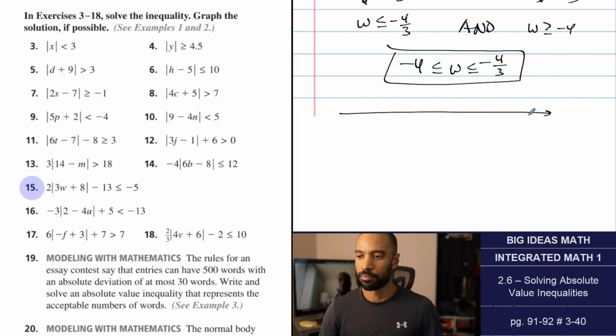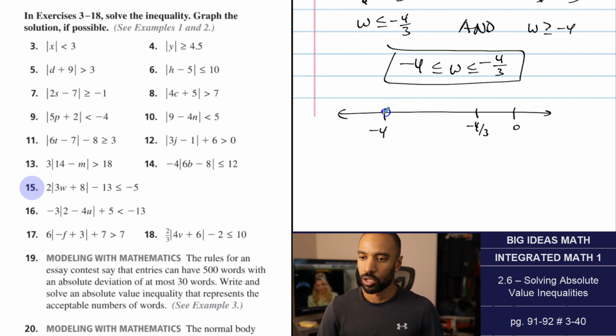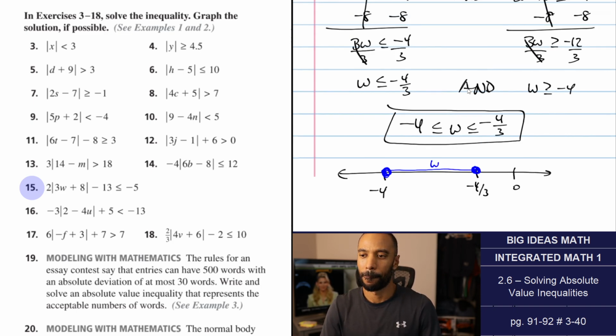As a graph, again, they're both negative, so here's 0, not included. Negative 1 is about right there, and here's some negative 4 biz. Closed circles in between, as compound inequalities with and cases will do with overlap. There we have it.